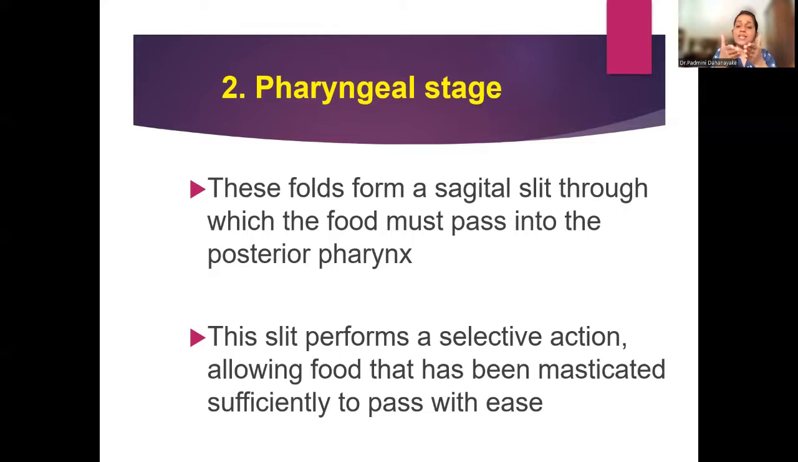They are making a small sagittal slit through which the food must pass into the posterior pharynx. So what is the purpose of this slit? It performs a selective action, allowing the food that has been masticated, or chewed sufficiently, to pass with ease. Can you understand that?